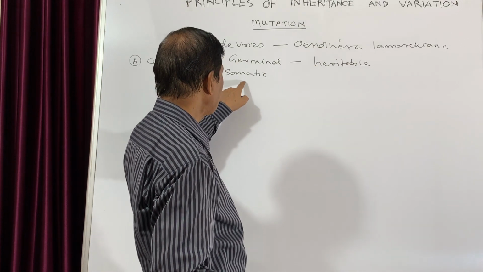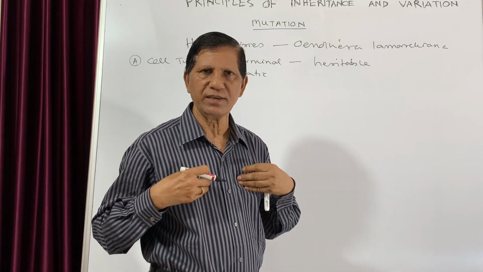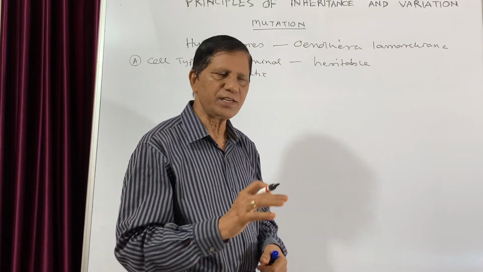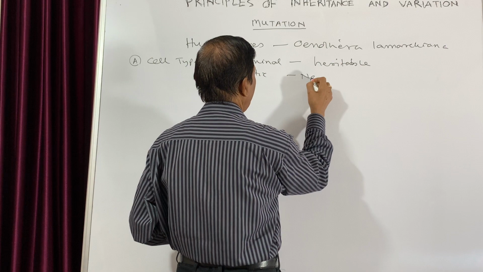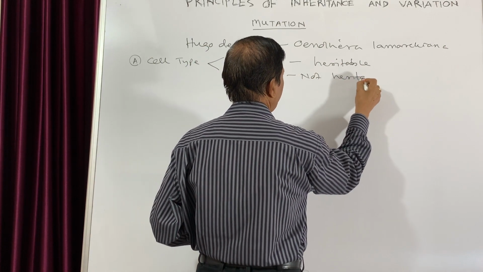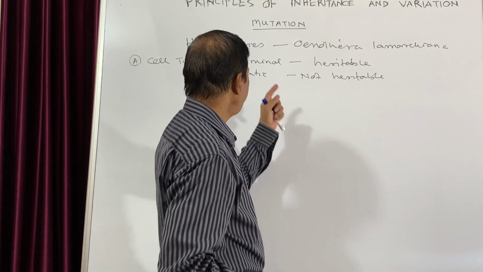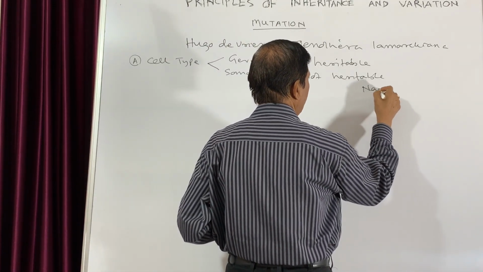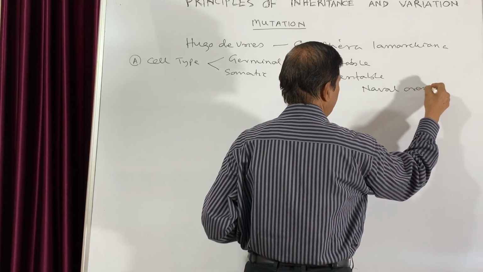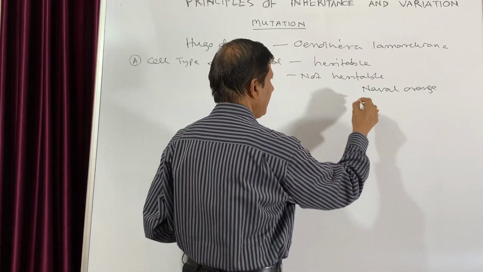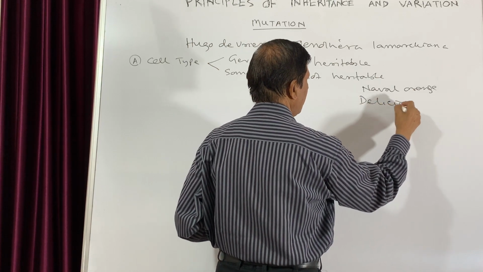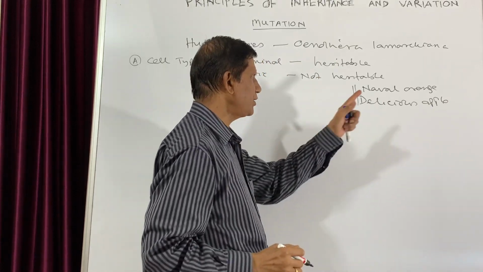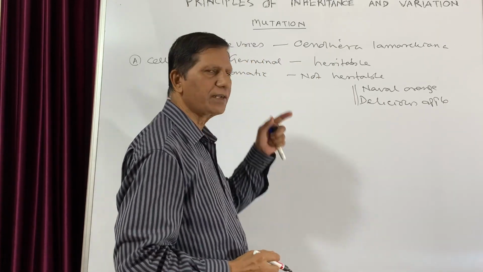But when it takes place in somatic cells, in the body cells that do not take part in the reproduction, that means it is not heritable. So what is the example of the somatic variations? There are very good examples. One is Naval orange. This is the name of one variety. And another is delicious apple. So these two, orange and apples, they have been produced by means of a somatic mutation.